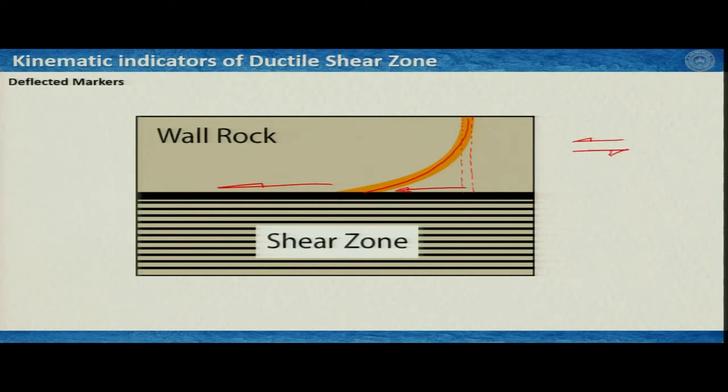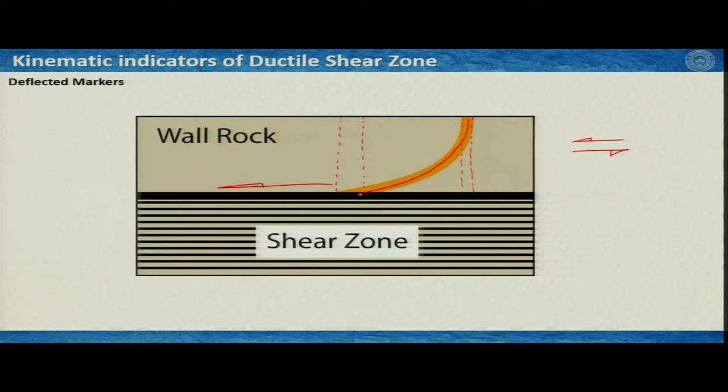And when I check exam papers, I figure out that students generally reply this way, or in some conferences and other places. But this is wrong. Why? Because when we talk about shear sense or shear direction, we generally talk about the movement of the wall rocks, not the movement within the shear zones. So in that sense, we can clearly understand that it was not like this, but it was like this.